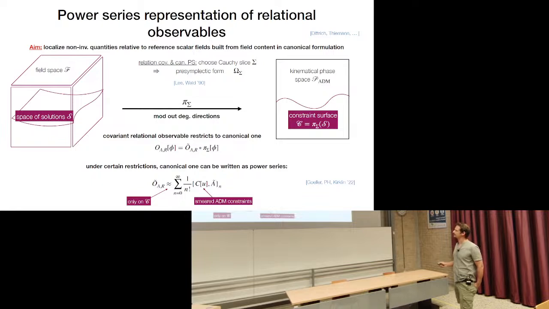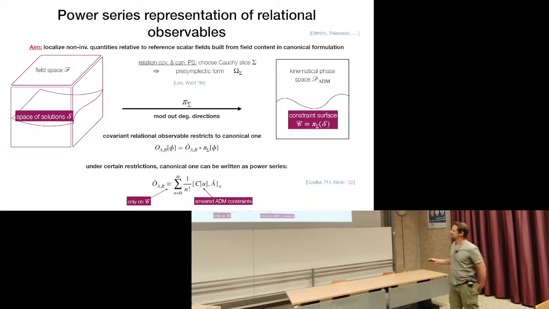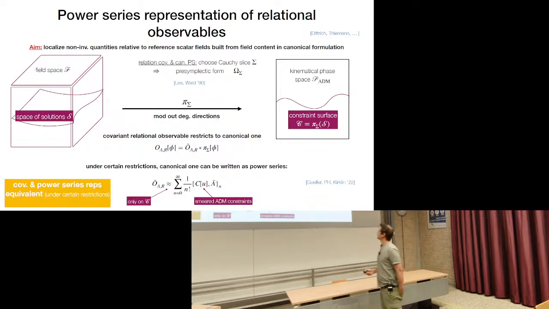Okay, and under certain restrictions, you can show that this canonical observable can be written in a power series form that's only valid on the constraint surface, with constraints as generators, and these are smeared constraints that basically correspond to the smeared ADM Hamiltonians. And that's, in a nutshell, the stuff that Bianca Dittrich proposed nearly 20 years ago, which you can recover. So under certain restrictions, you also get that the covariant and power series are equivalent.